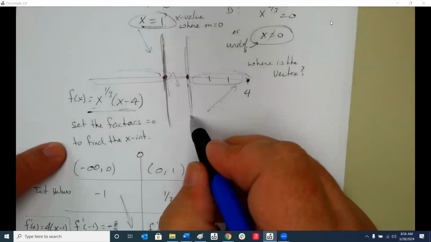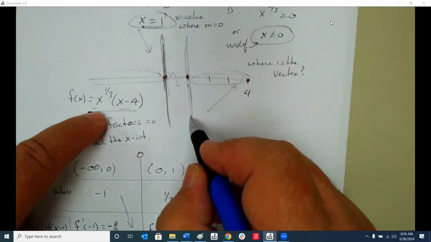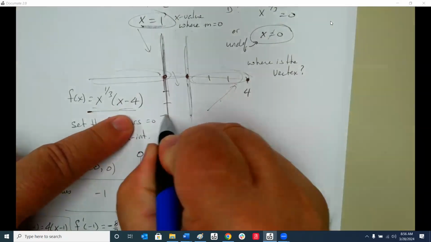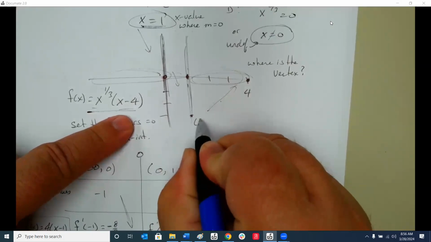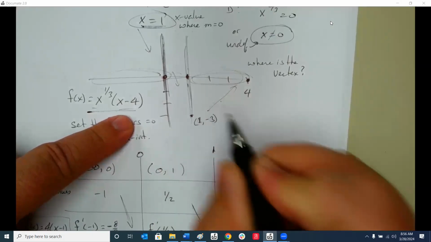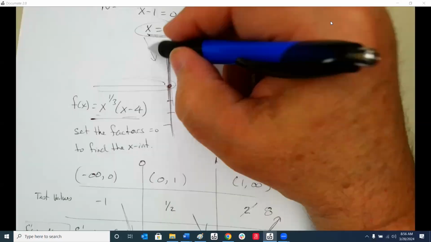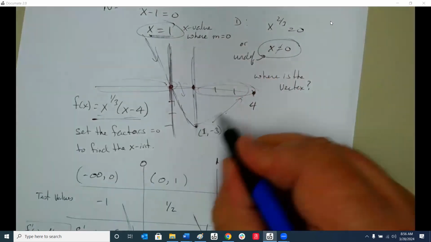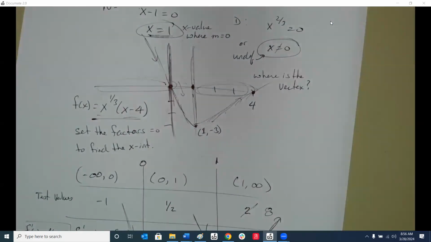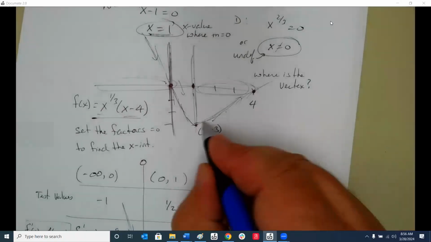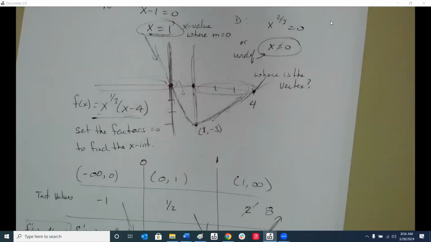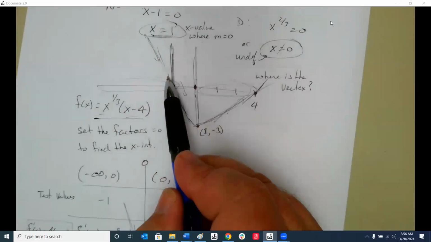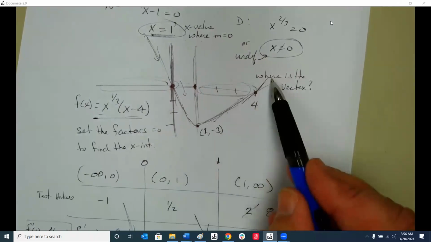Well, let's find at x equals 1. At x equals 1, y is -3. So the graph will look something like this, or maybe it's a curve. That's what the graph's going to look like. But again, we need more points to know exactly what it looks like. But we know that the first derivative tells us it's decreasing here, it's decreasing here, and it's increasing on this side.